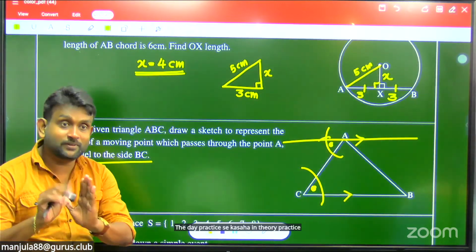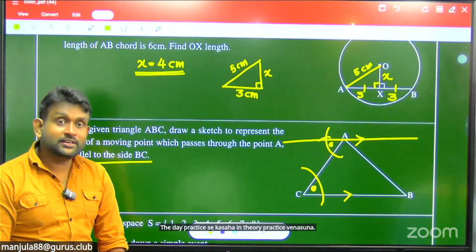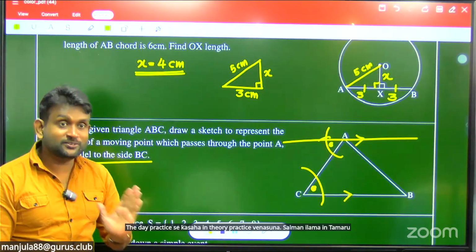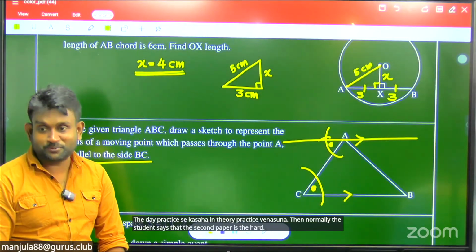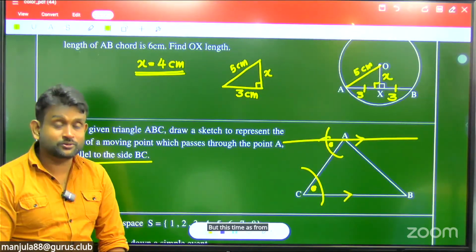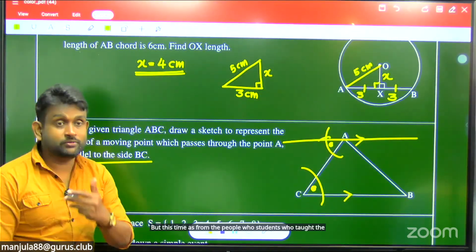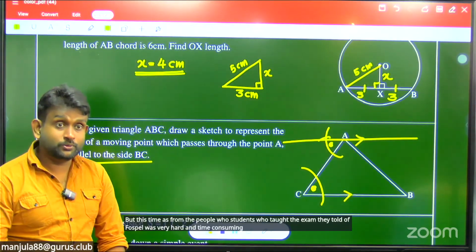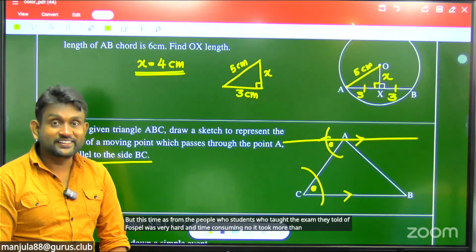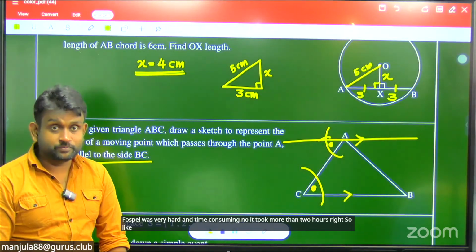Normally the student says that the second paper is the hard one. But this time, asking the students who wrote the exam, they told that the first paper was very hard and time consuming. No, it took more than 2 hours, right? So likewise, the issue happens.